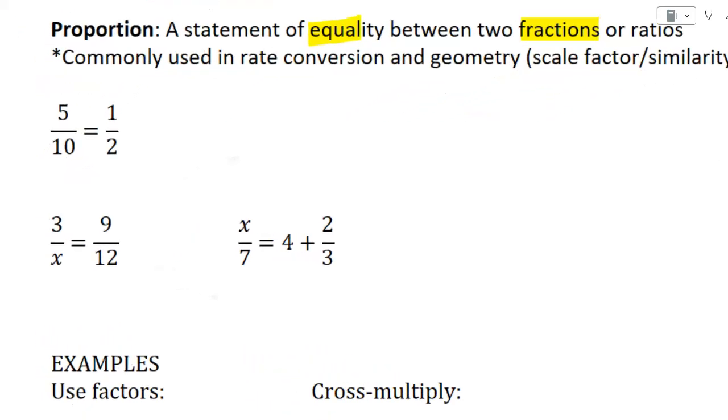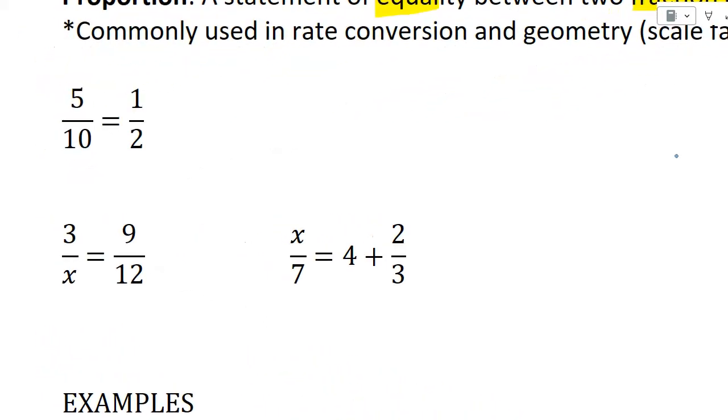For example, a pretty common proportion is 5/10 equals 1/2. That's a proportion, two equal fractions. Simple as that. I also have one example and one non-example down below. 3 over x equals 9 over 12. Again, one fraction equal to another fraction. That is a proportion. Some of us are thinking, okay, well, why? How do we know it's the same? Because one has an x in it? Well, because there's an equal sign.